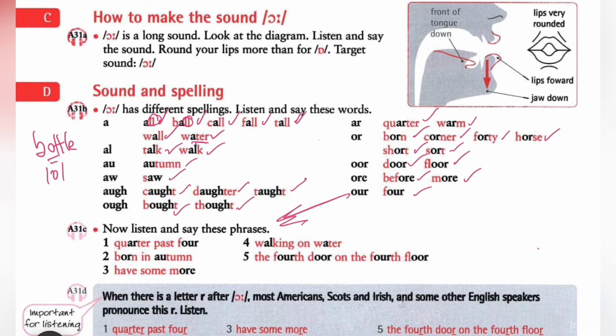So the time, you say 4:15. Born in autumn. Have some more. Walking on water. The fourth doors on the fourth floor. I strongly recommend to do this one. Do it several times. The fourth doors on the fourth floor. And faster, right? Like a tongue twister, right? The fourth door on the fourth floor.